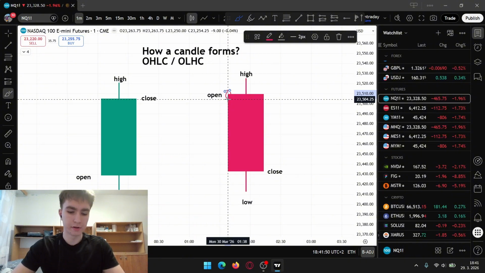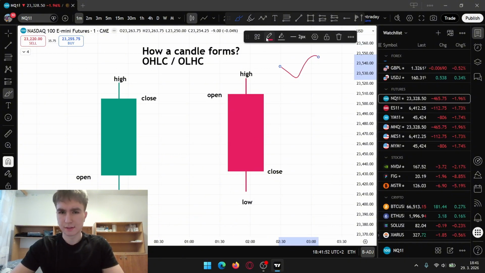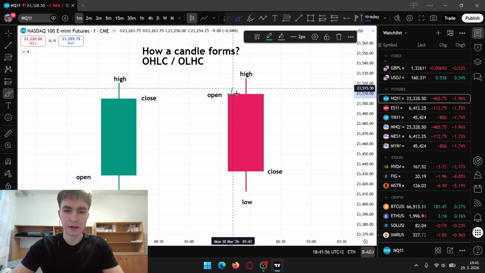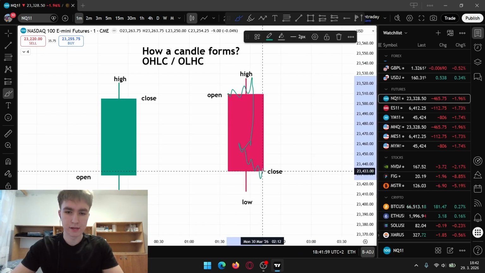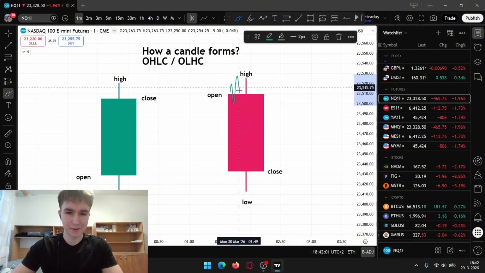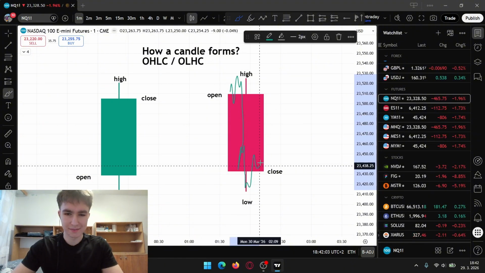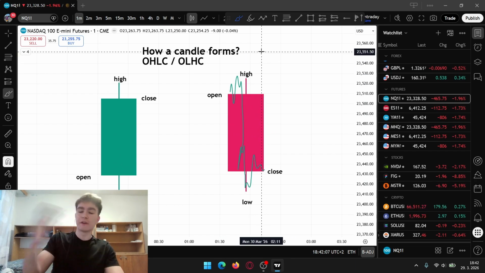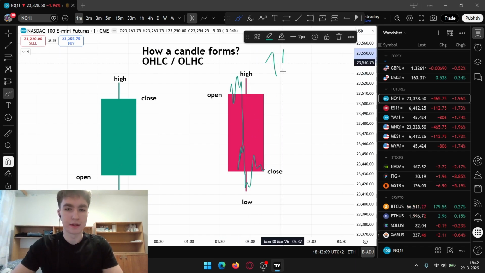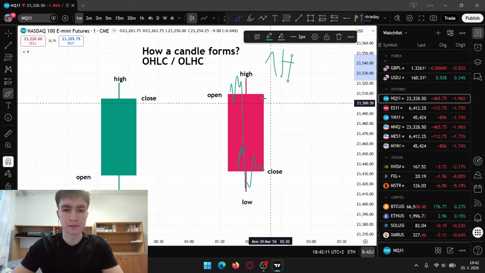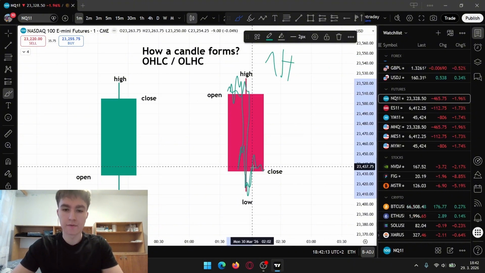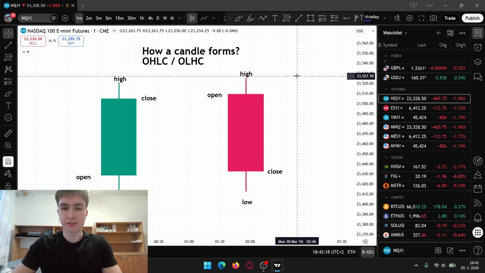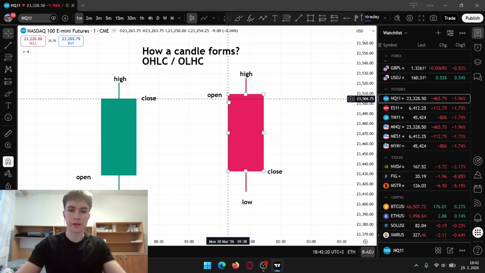Same thing for the bearish candlestick. Let's change the color. It opens here, does whatever it wants, goes down, maybe a little like that, and it closes. Same, after a fixed period of time, a time frame, like again 1 hour. So it opens, forms a high, forms a low, and it closes. And that 1 hour worth of price action is represented in this way, a candlestick.